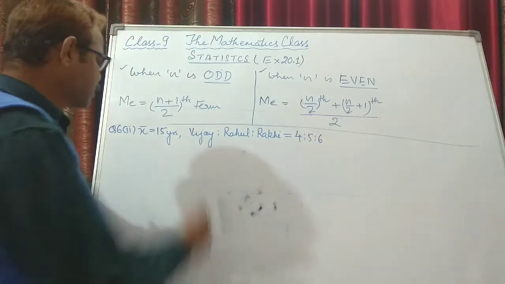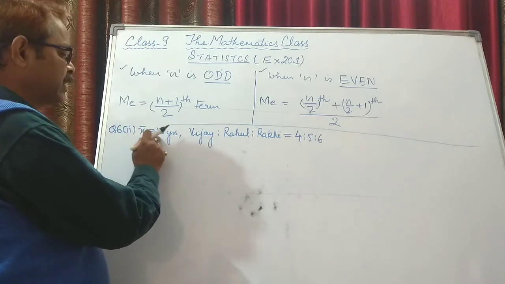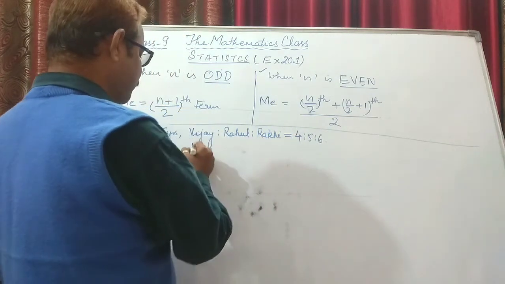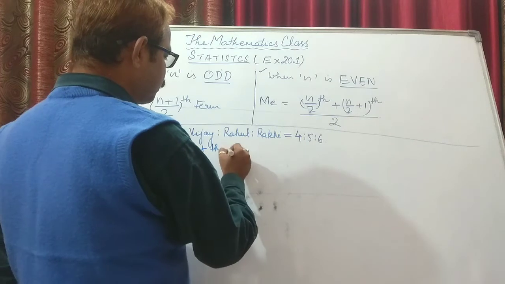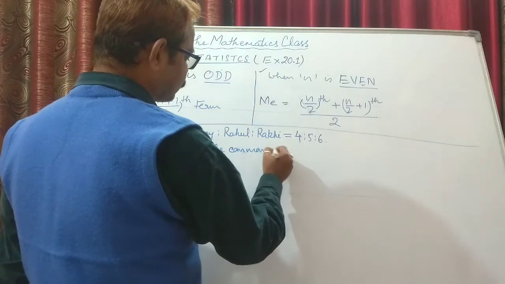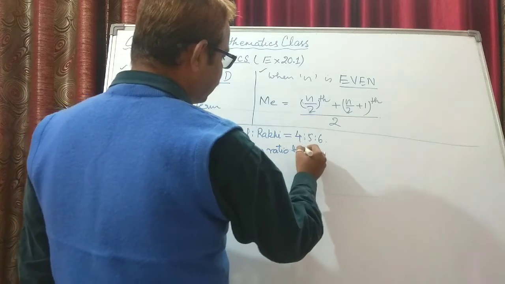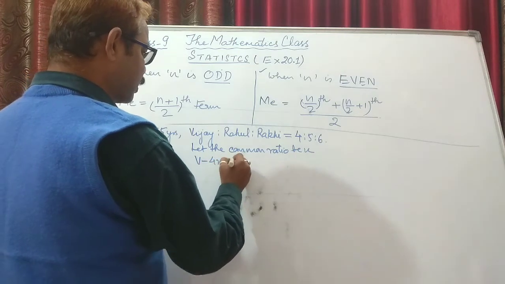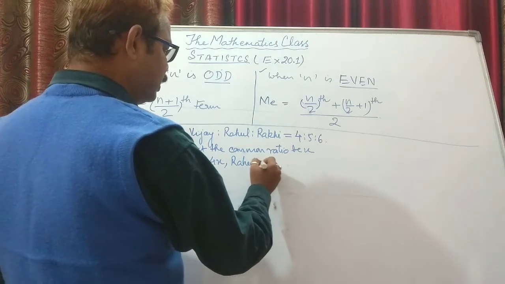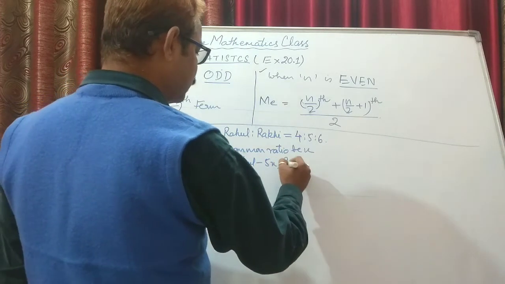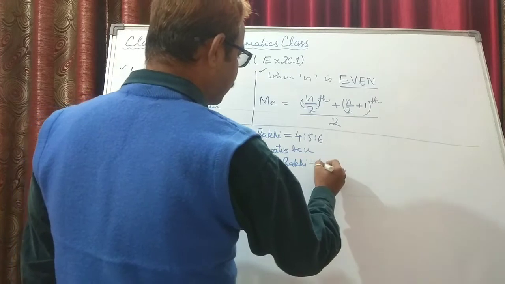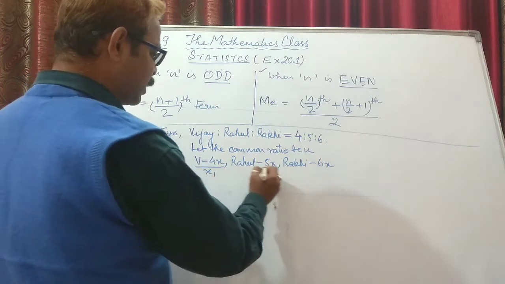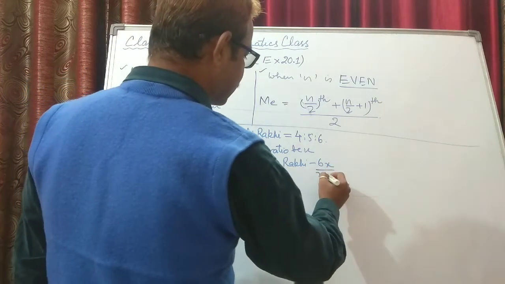We have to find their ages, and the average or the mean of their ages is given to you as 15 years. So first of all, let us take the common ratio as x. Let the common ratio be x. So Vijay will be 4x, Rahul will be 5x, and Rakhi will be 6x. Now this will be considered as x1, this as x2, and this as x3.